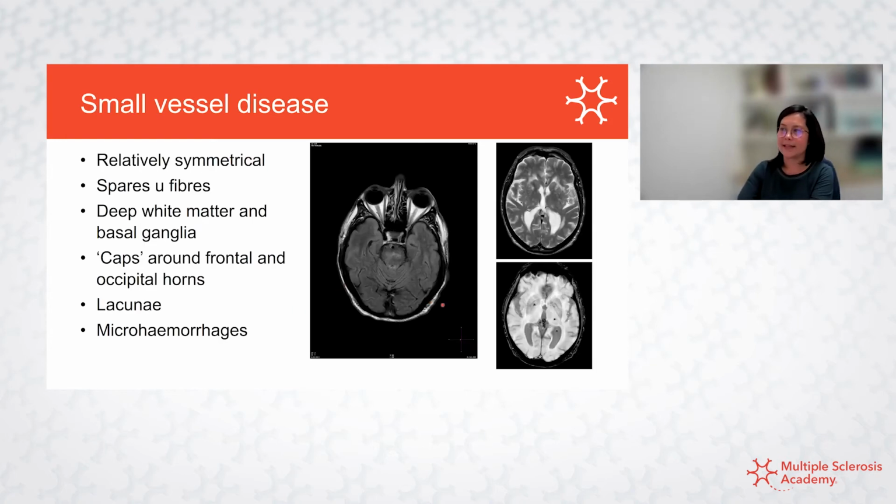With small vessel disease, the lesions tend to be smaller, much more symmetrical. They involve the deep white matter and the basal ganglia typically. You might see some holes or lacunes where there may have been a small previous infarct, and you might see some microhemorrhages, all of which would be very suggestive of vascular pathology.